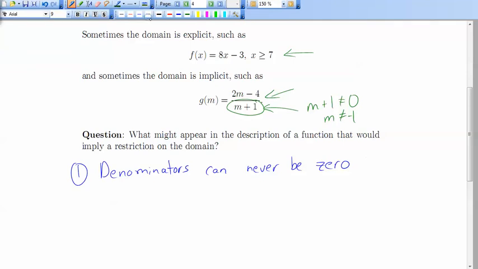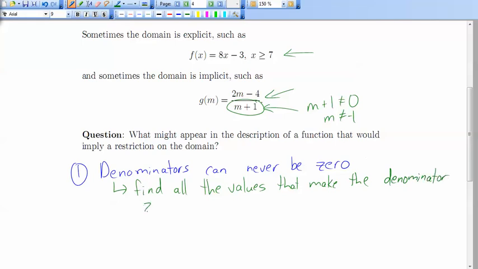Now this also gives us a little recipe on how we can figure out what the domain should be. We can find all the values that make the denominator 0 and throw them out of the domain. Now how can we find those values? Essentially we're solving an equation like we did just above, right there.